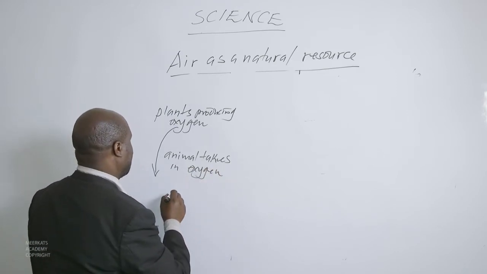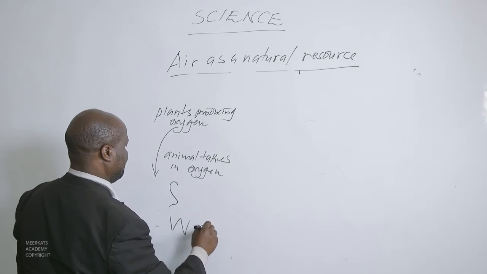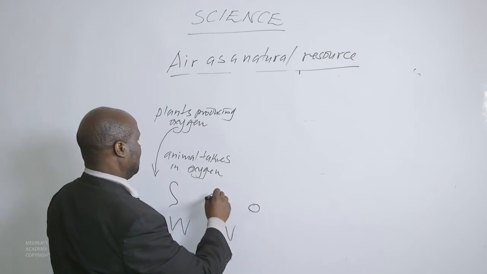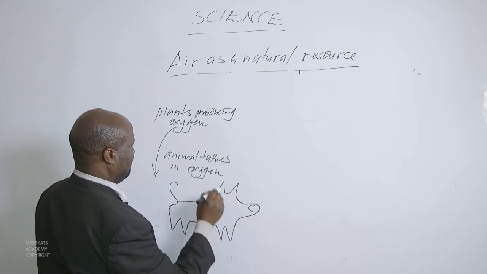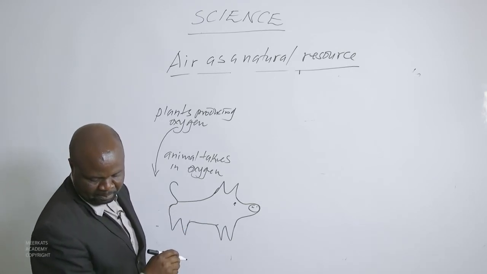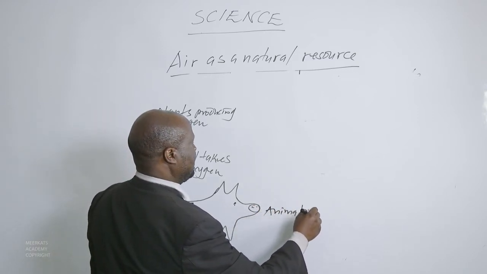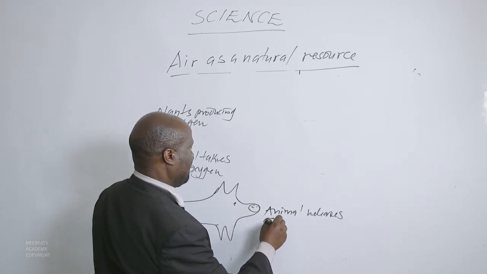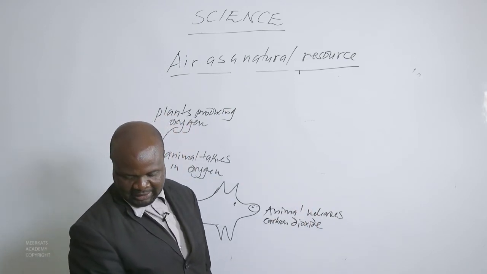Then down here, we can have plants producing oxygen. We shall have a plant there. We can have our animal here. We hope we can have a slight structure of an animal. We can say this is a form of an animal. Animals release carbon dioxide. So the animals release carbon dioxide, and then plants take in carbon dioxide.